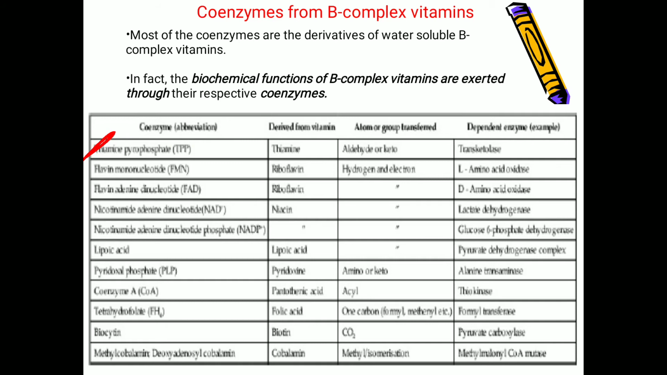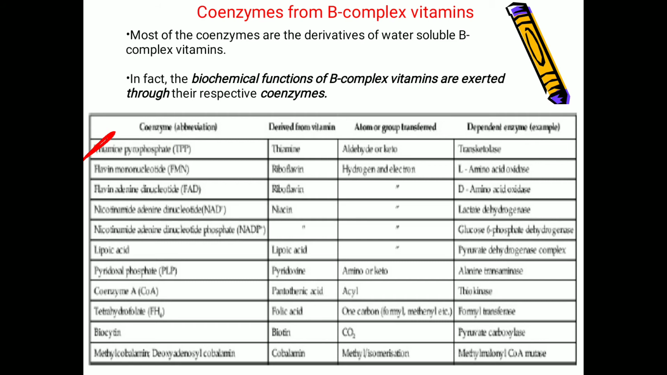Next is pantothenic acid. In most of the reactions you will see coenzyme A, which is the coenzyme form of pantothenic acid, involved in the transfer of acyl group. Example is thiokinase. Next is folic acid. The folic acid coenzyme form is FH4, tetrahydrofolate, which is involved in the transfer of one carbon, that is formyl, methyl. Only a single carbon can be transferred with the coenzyme FH4. The example is formyl transferase.